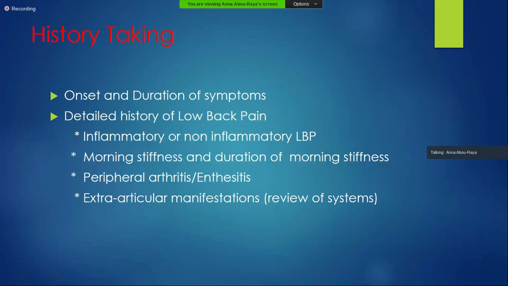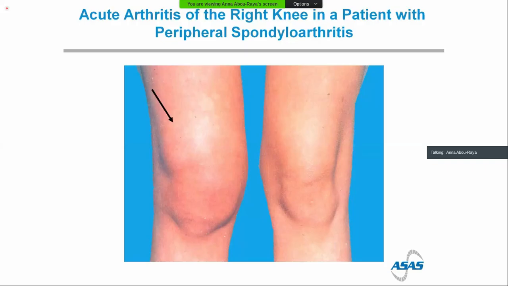In the clinical approach, it's very important to take the history. From the history, you will be able to reach the diagnosis, as we said last time. You have to ask about the onset and the duration of the symptoms. You have to take a detailed history of the low back pain. Is it inflammatory or non-inflammatory? Is there morning stiffness? What is the duration of morning stiffness? Is there peripheral arthritis or not? Is there enthesitis? I ask about heel pain, and I ask about the extra-articular manifestations, meaning I do a review of systems.